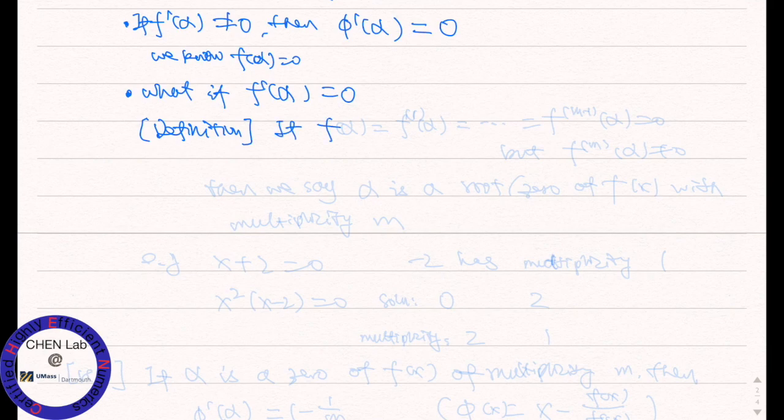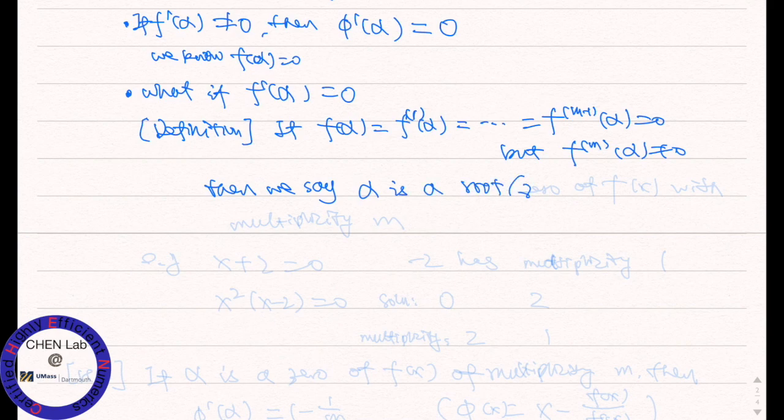If f of alpha is equal to f prime of alpha, the first derivative, and so on, up to the (m minus 1)th derivative at alpha, they're all equal to 0, but the m-th derivative at alpha is not 0, then we say that alpha is a root, or a zero, of f of x with the so-called multiplicity m.